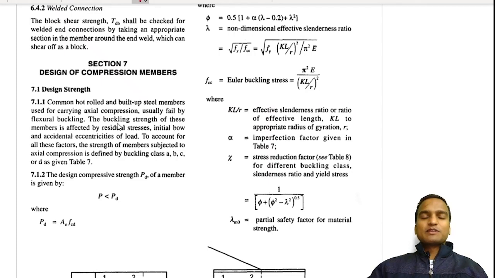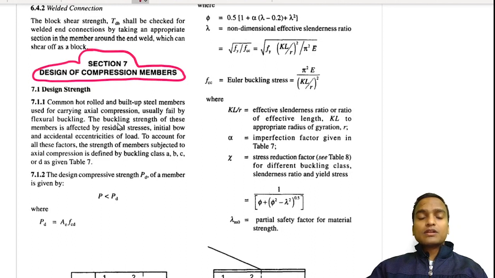Hello and welcome everyone. So after understanding different types of columns and the mechanism of buckling of column failures, now we arrive at the design of compression members. And here we are going to see what are the provisions being given in the IS codes. As we have seen, the design of tension member was given in section number 6 of the IS code. Here the design of compression member is given in section 7 of the IS code.